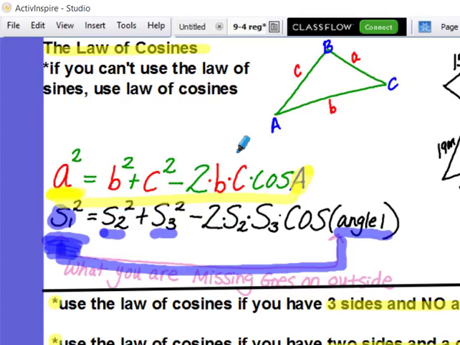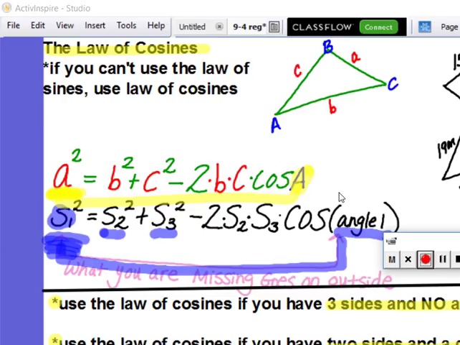Not always. So you might be given three sides and then you can find any angle you want. You'll see what I mean. It's not bad. It's all just algebra after this. It's really not as bad as it looks, I promise. Some of my honor students like the law of cosines better than the law of sines. But to me, the law of sines is way easier.